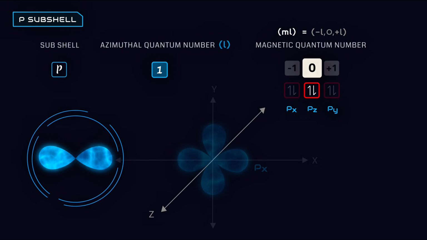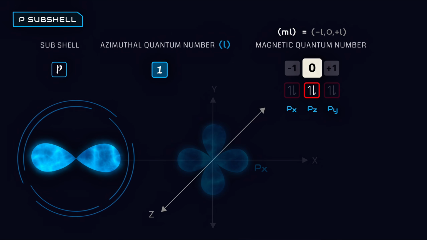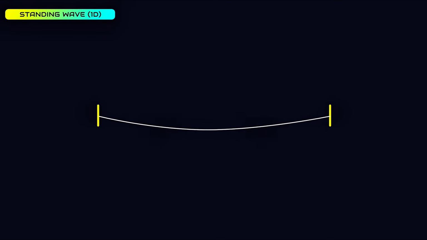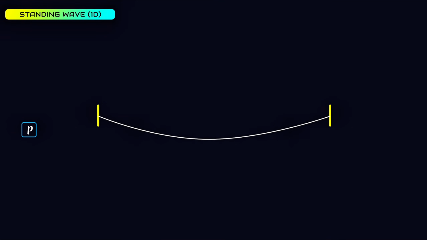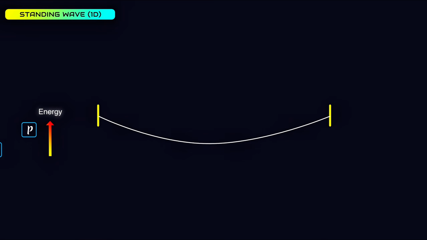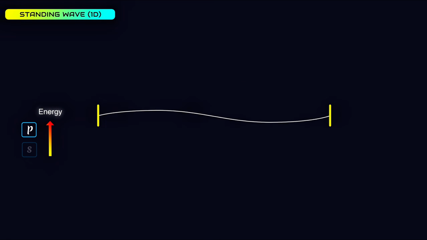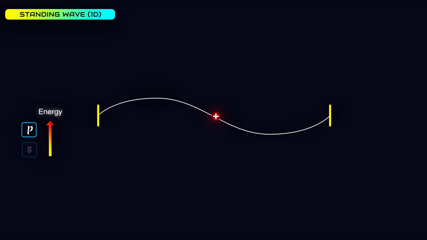But why is it dumbbell-shaped? This can be explained by a one-dimensional standing wave analogy. Electrons in p subshells have more energy than those in s subshells, which means they have a higher frequency. The nucleus is located at the center of the wave. While the wave oscillates, the part at the nucleus remains stationary.